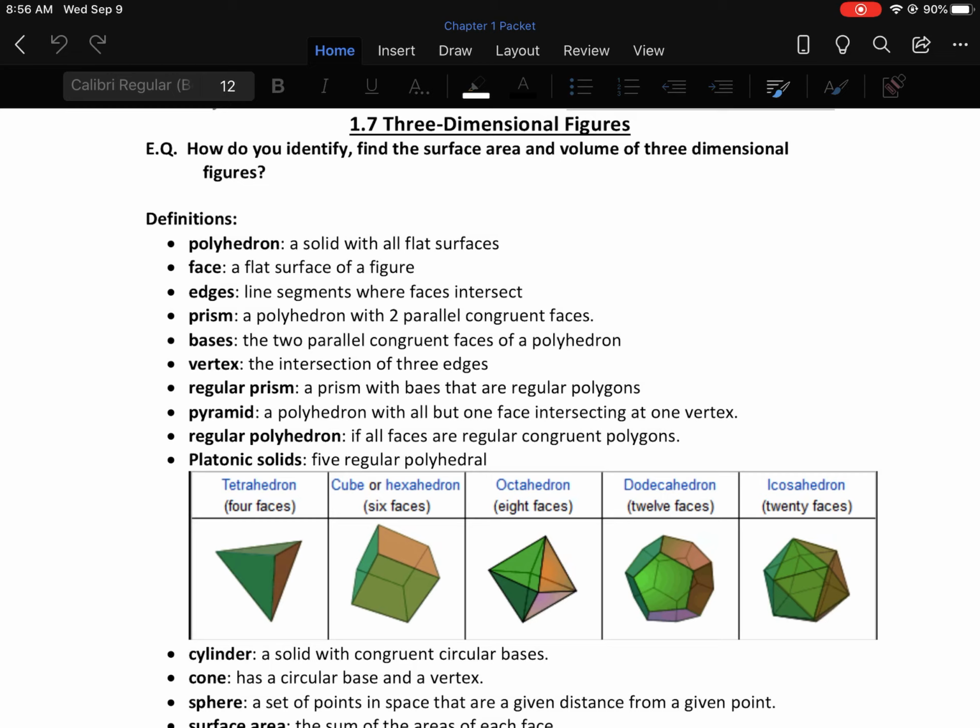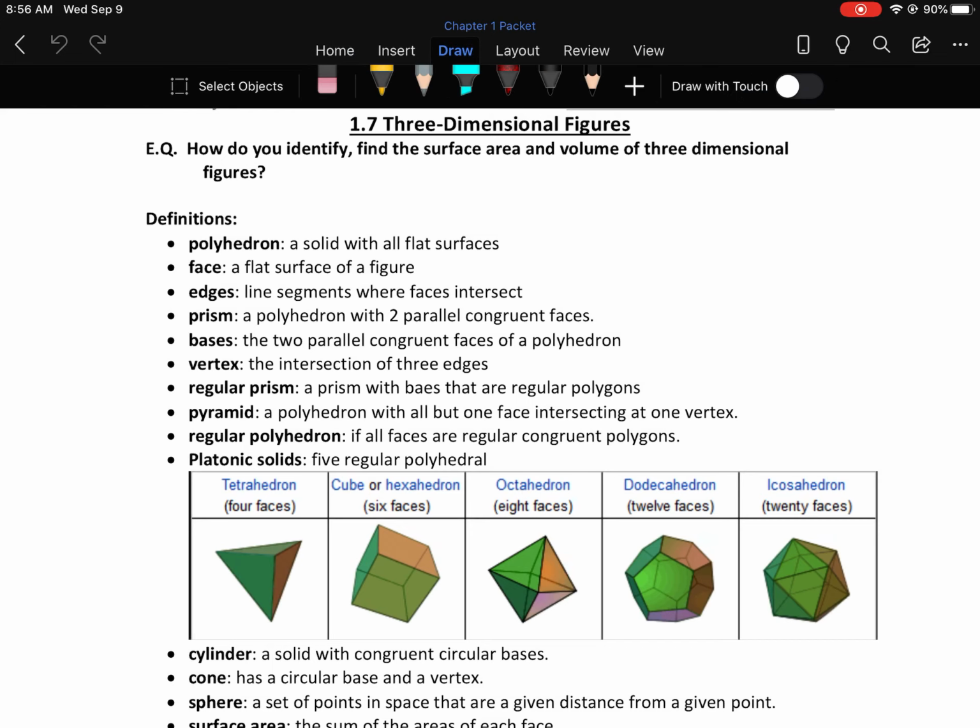A lot of the polyhedron, or all of the polyhedron, have what's called faces, and it's the flat surface of the figure. There are also edges. It's the line segments where the faces intersect. So two faces intersect and form an edge. Right? I'm going to skip down a little bit because I feel like it goes along with this. But the edges all intersect at what's called the vertex. Just like the vertex of the angle.